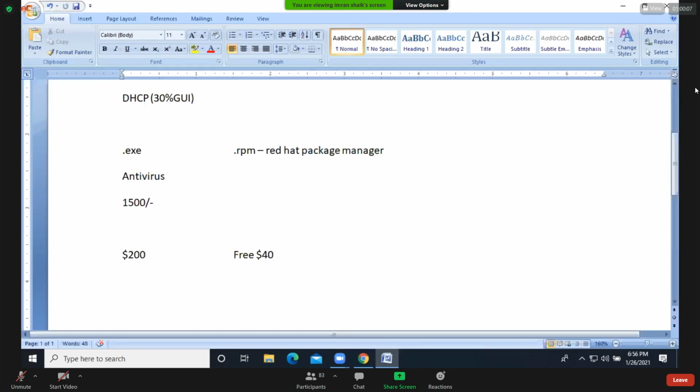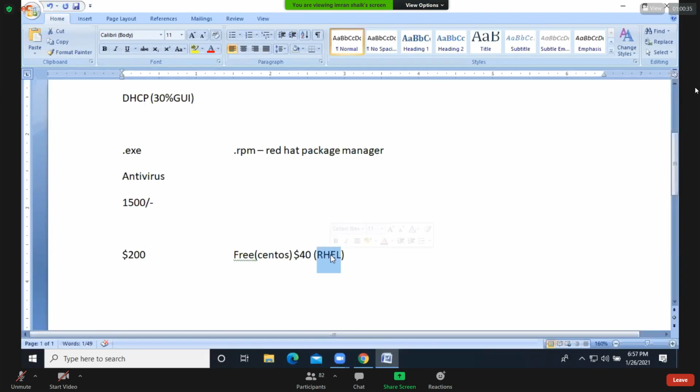For example, CentOS is a free operating system, and RHEL is an enterprise operating system. CentOS is for test purposes and RHEL is for production purposes. Most people use Red Hat Enterprise Linux only in production environments. Clear? I hope you got it, guys.